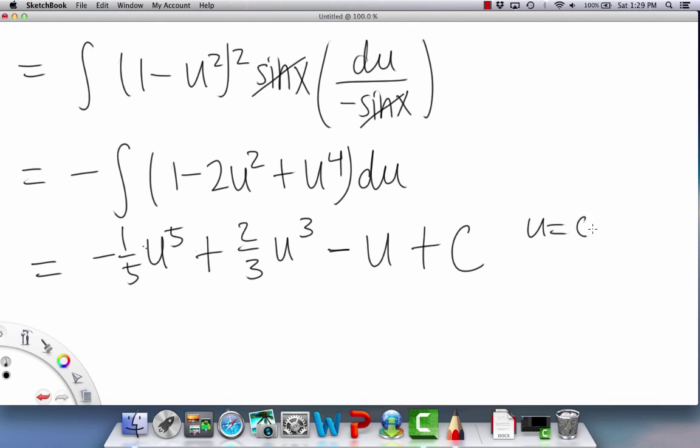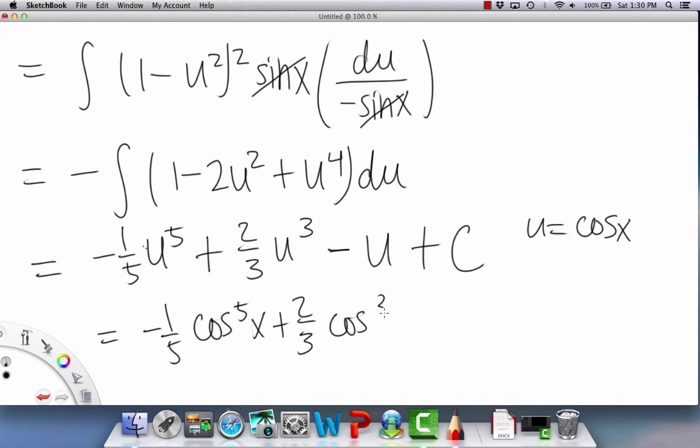And then the last step is to plug in our cosine x for u. So then we'll have negative 1 over 5 cosine to the fifth x plus 2 over 3 cosine to the third x minus cosine x, and then plus c.